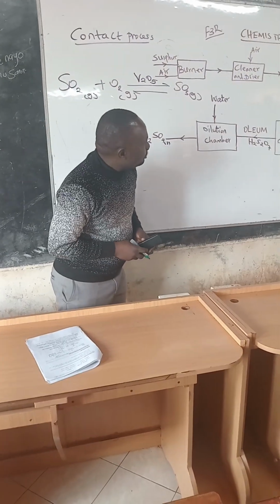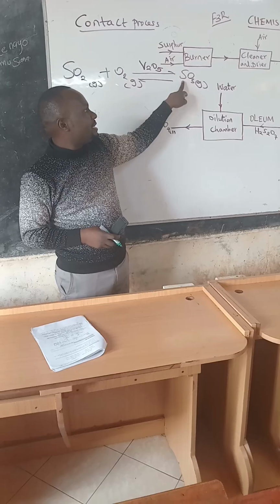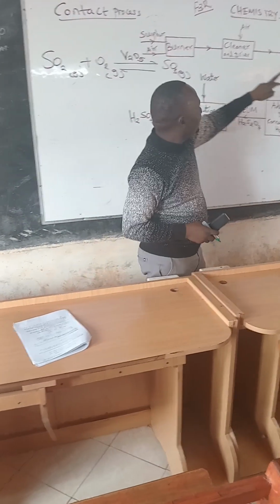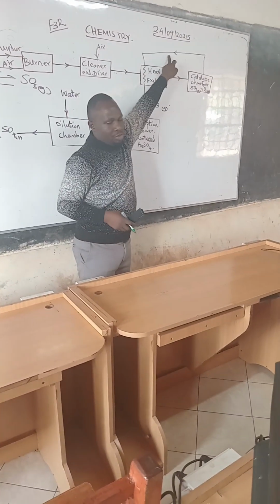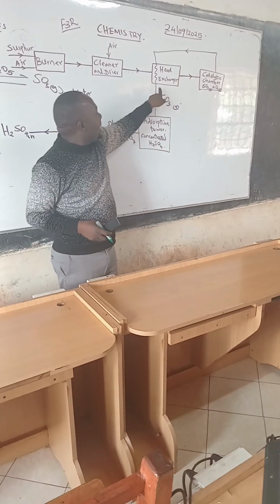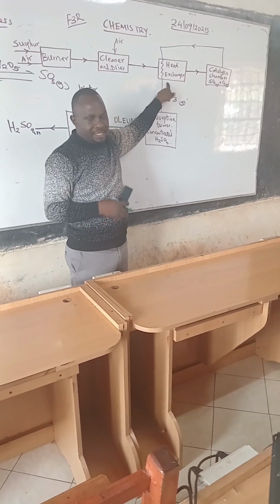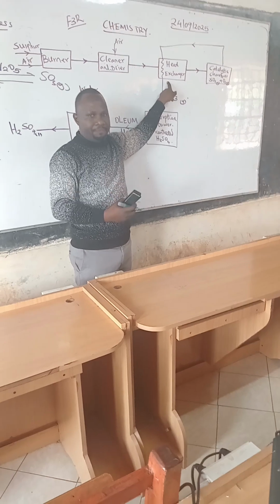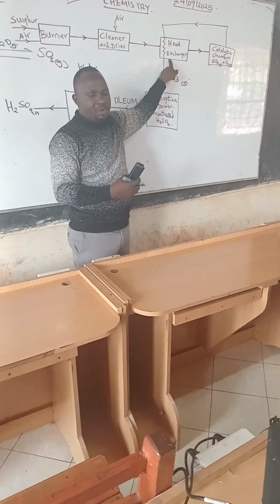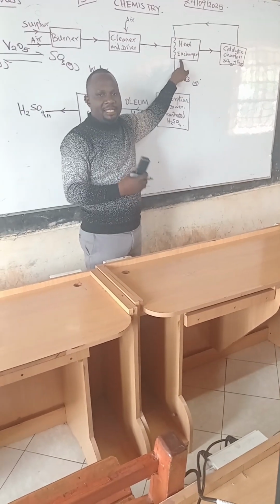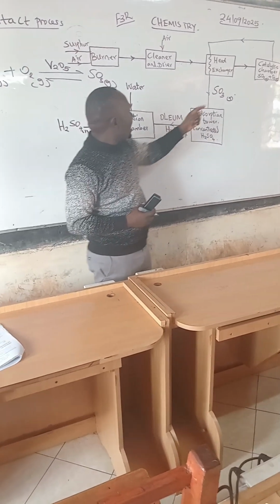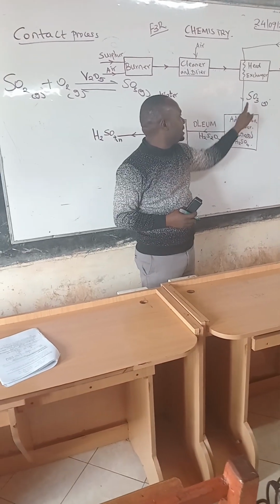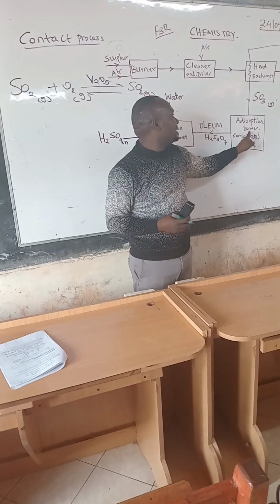The next step after obtaining sulfur 6 oxide gas, you go back to the heat exchanger, as you can see by the show of the arrow. And at the heat exchanger, the gaseous mixtures are going to be cooled. This is a section whereby temperature is being regulated. Then we already have sulfur 6 oxide being taken to the absorption tower.